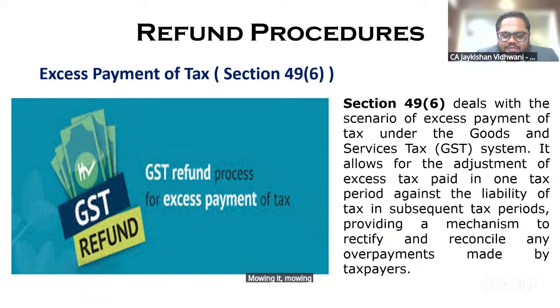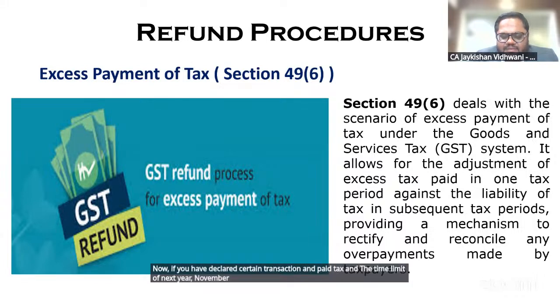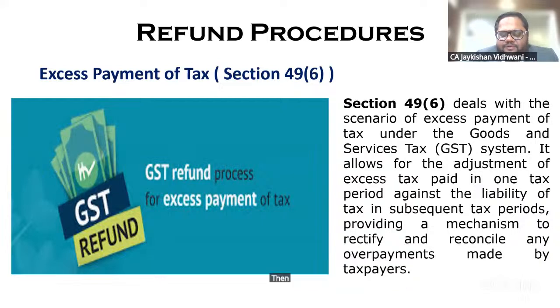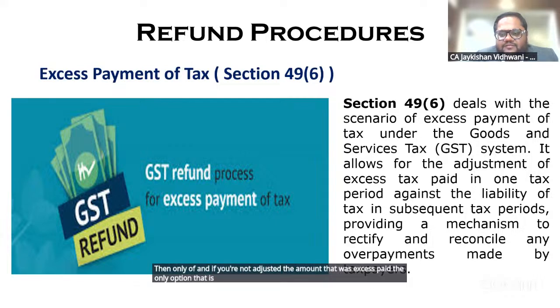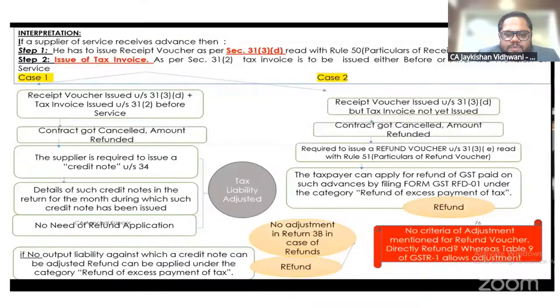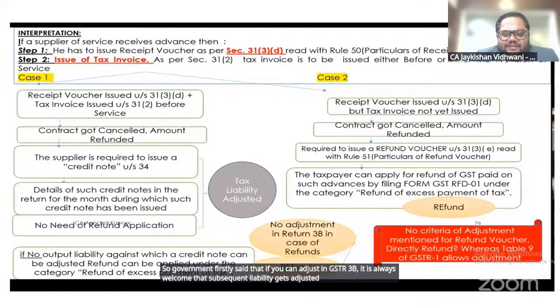Moving ahead is the next category, excess payment of tax. Now, if you have declared a certain transaction and paid tax, and the time limit of next year November has also expired, and you have not adjusted the amount that was excess paid, the only option available with you is to claim the refund under this category of excess payment of tax. Government firstly said that if you can adjust in GSTR 3B, it is always welcome that the subsequent liability gets adjusted. But if you are not able to adjust, then the only option available is filing of refund under the category of refund of excess payment of tax.